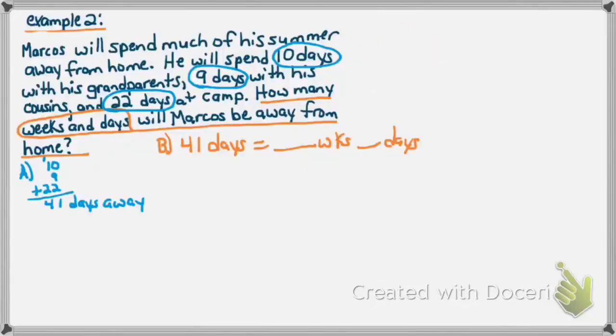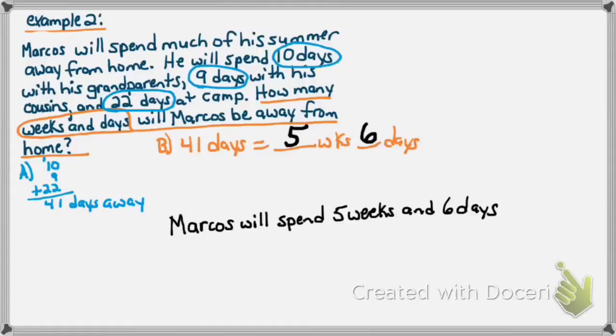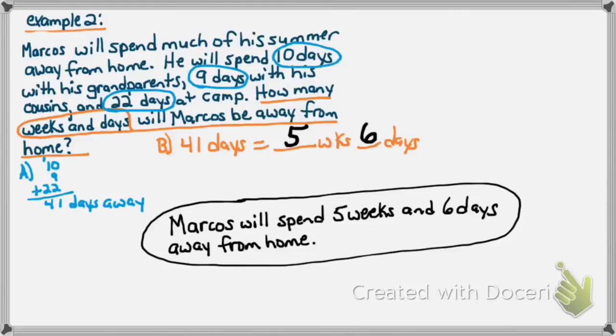Let's go back to the original problem. In part A, I added all the days together and got a total of 41 days. Then I did the conversion and found that 41 days equals 5 weeks and 6 days. So the question asks, how many weeks and days will Marco be away from home? My answer, Marco will spend 5 weeks and 6 days away from home. And that's the final answer.